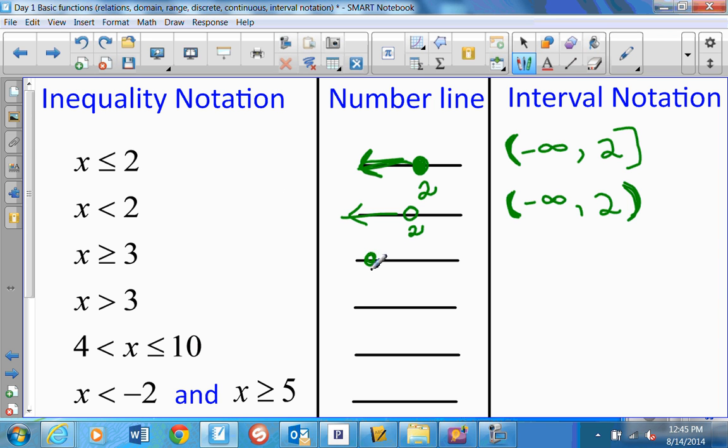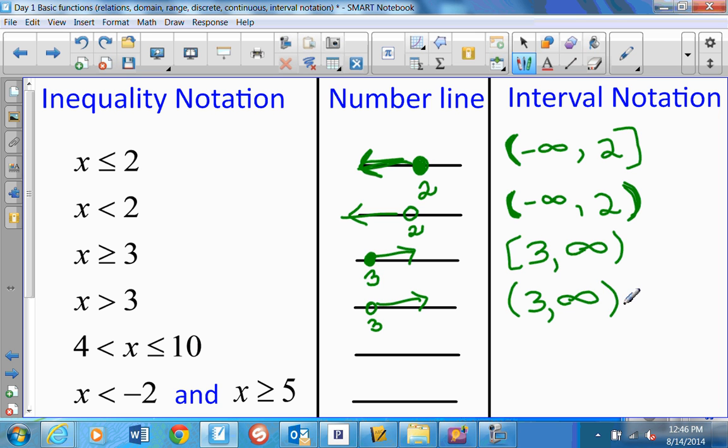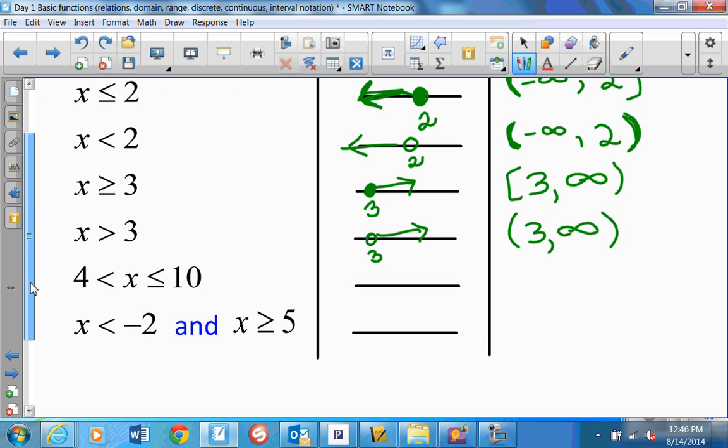All right, x greater than or equal to 3 would be colored in going to the right. What do you think? Bracket, 3, infinity. Now we don't need to put plus. When you don't put anything, it knows it's positive. And parentheses, because you don't need positive infinity either. So you get the idea? Greater than 3 would be parentheses, 3, infinity, parentheses. Good.